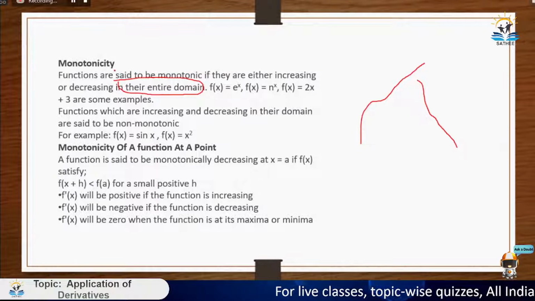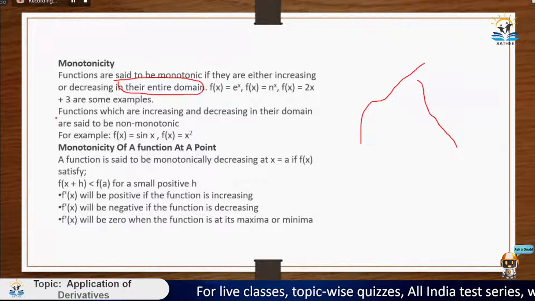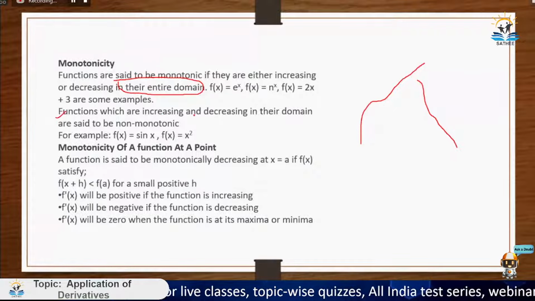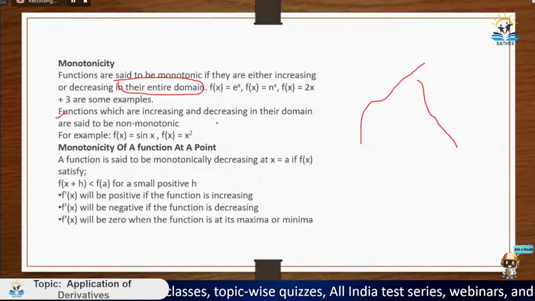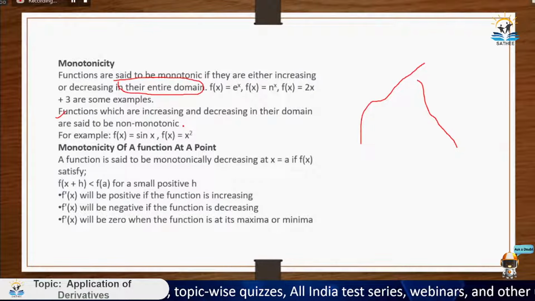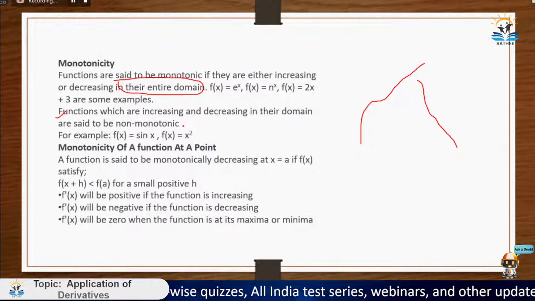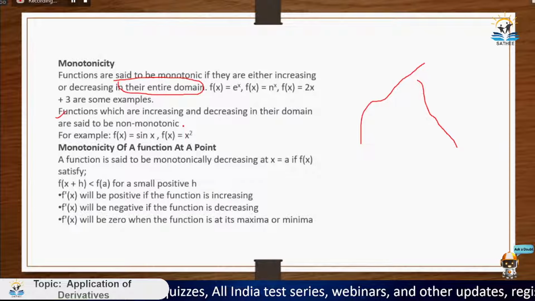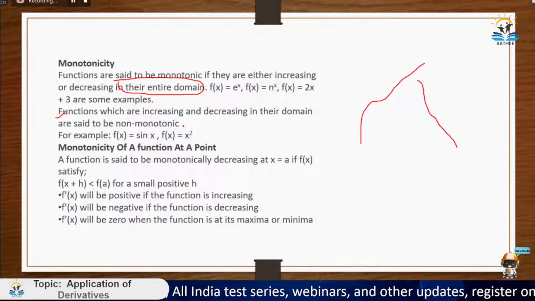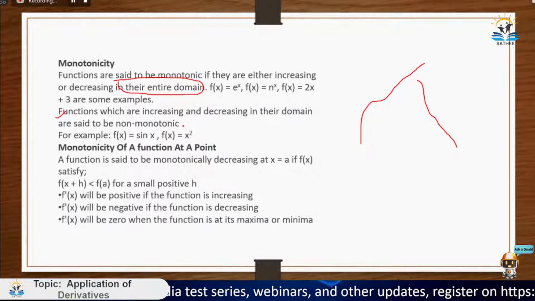उसके बाद let me check this point. Functions which are increasing and decreasing in their domain are said to be non-monotonic. मैंने आपको बोला कि अगर वो domain में increase और decrease दोनों हो रहे हैं तो वो non-monotonic होंगे, because they need to be either increasing or decreasing in the entire domain. ठीक है? So I think you should remember this point because this is very important.